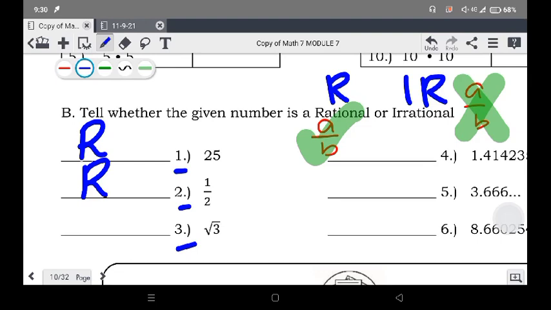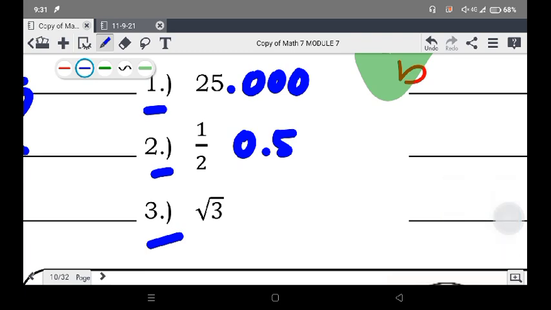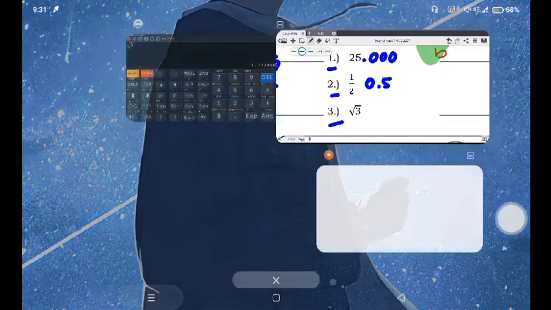Number 3. Is number 3 a rational or an irrational number? Okay. Number 3 is square root of 3. That would mean to say it has a decimal value, of course. Actually, all of them have these decimal values. For 25, you have 25.000, or simply the number 25. Your 1/2 can be 0.5, okay? But for your square root of 3, of course, there's also a decimal counterpart for that.